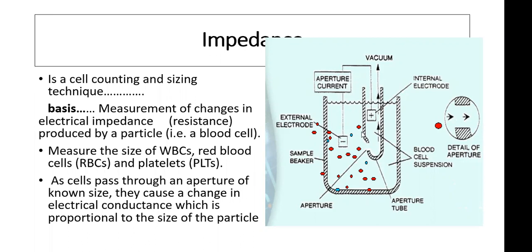So impedance is the basic principle of the three-part differential, and in every machine on earth, impedance is used as the initial method to count the number of cells as well as the size of the cell. So ultimately, through impedance, what data is generated? It is the histogram which is generated, which you can appreciate in the coming slides.